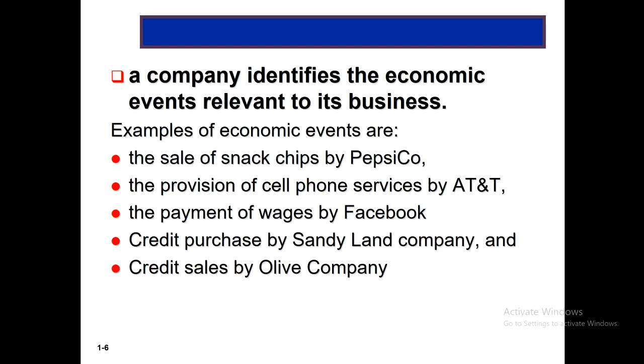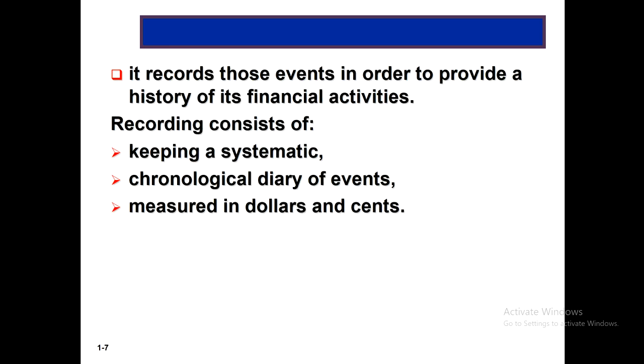Now we discuss a company. A company identifies the economic events relevant to its business. Examples of economic events: sales of snacks by the Pepsi company, or provision of cell phone services, or payment of wages by the Facebook company, credit purchases, credit sales. These all are economic events. That means we need to identify the economic events. If we confirm that these are economic events, then we need to record these events.